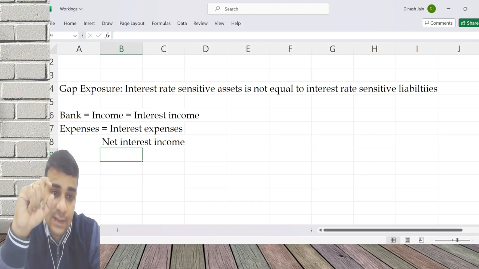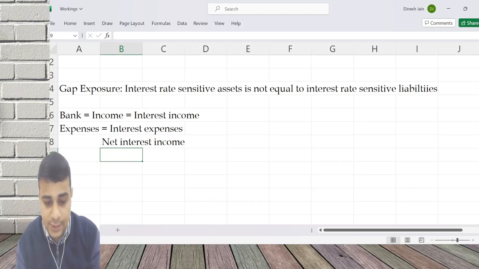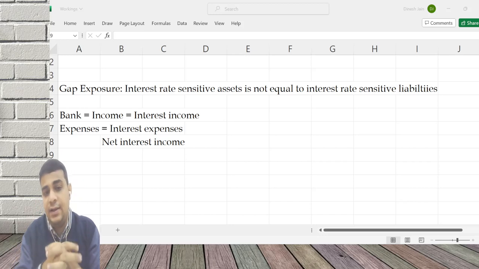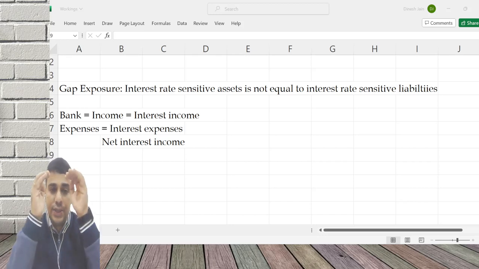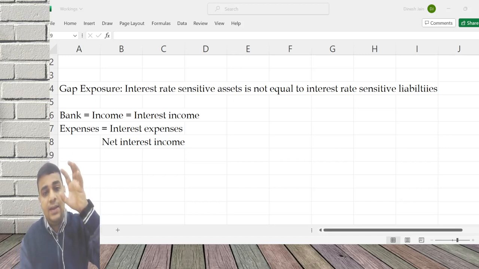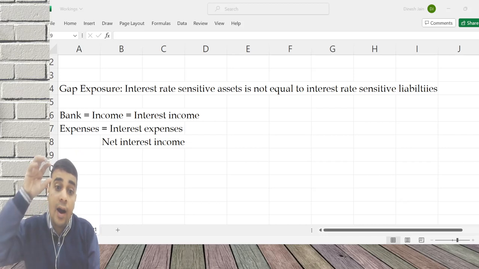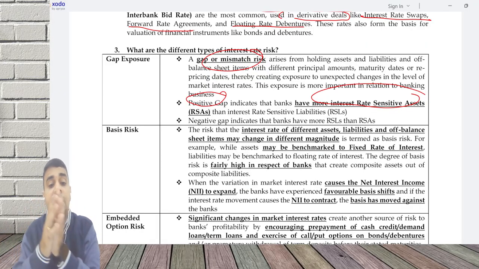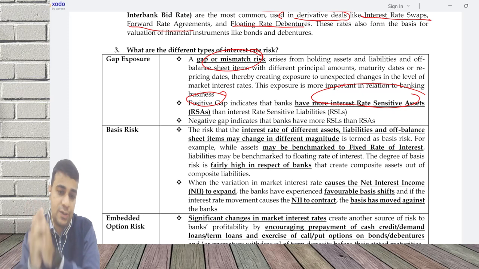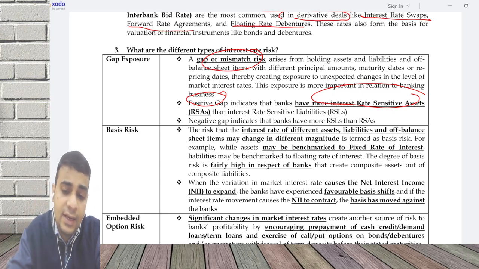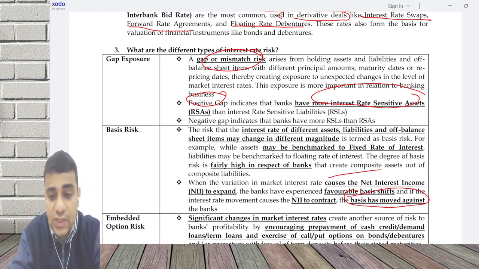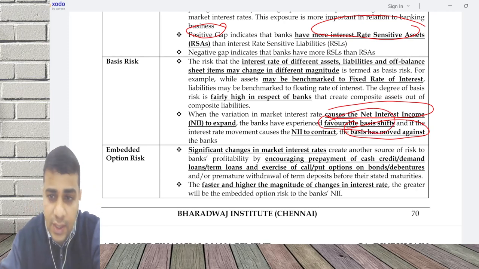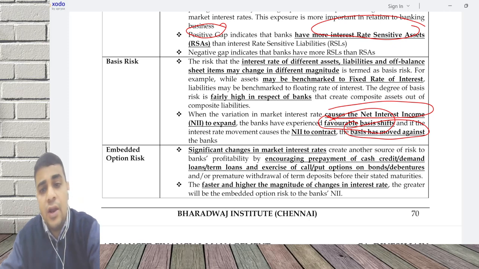So a basis risk can lead to expansion of net interest income. What is expansion? It is an increase in net interest income. Or it can also lead to a decrease in net interest income. If it is an increase, it is a positive shift for the company, or a favorable basis shift. And if it leads to contraction, then it is a negative shift. It causes the NII to expand, favorable basis shift, and if it causes it to go down, it is a negative or an adverse shift.